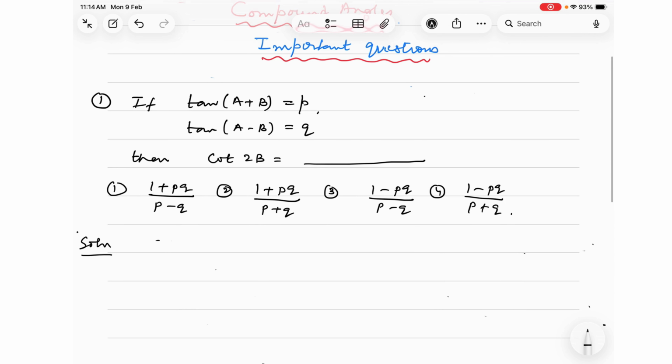Now, the first question is, if tan(A+B) equals P and tan(A−B) equals Q, find the value of cot 2B. Find the value of cot 2B.